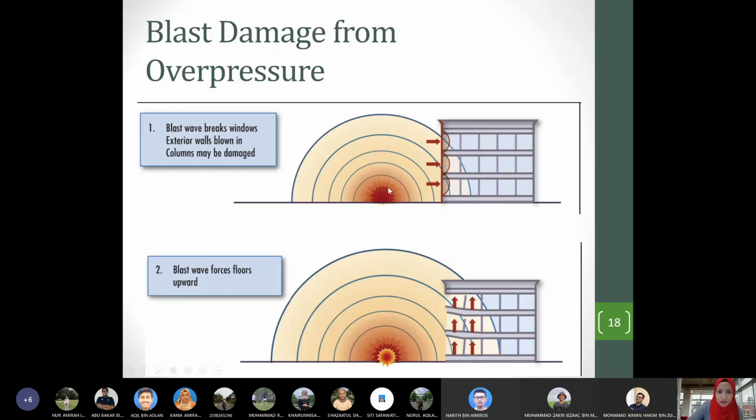When you have an explosion, the blast wave that is created will first of all break windows, and then the pressure from the blast wave can also cause the exterior walls to be blown in or cave in, and the columns of the building may also be damaged. After the breakage of the windows and glass, and the exterior wall is blown away, you have this upward movement of the blast wave. That upward movement will carry the whole building upward, so it will force all the floors to move outwards like that.